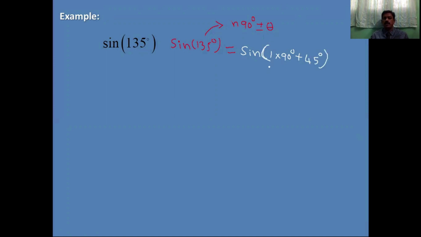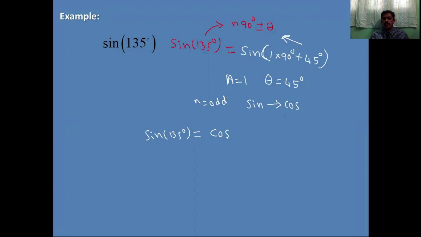Okay, in the previous step, what is the n value here? Here the n value is 1 and your theta is 45 degrees. So if n is odd, we have to change the trigonometric function, that is, sine can be converted to cos. Therefore, the above term can be written as sine 135 degrees.